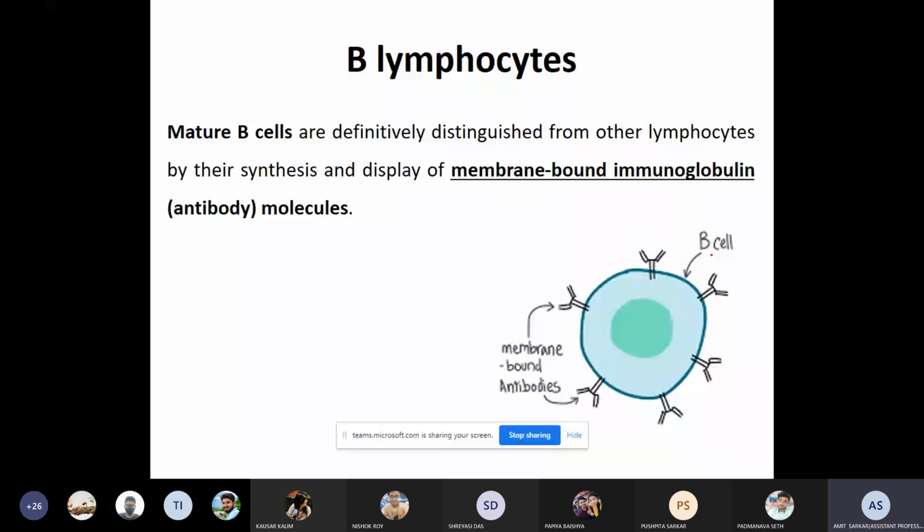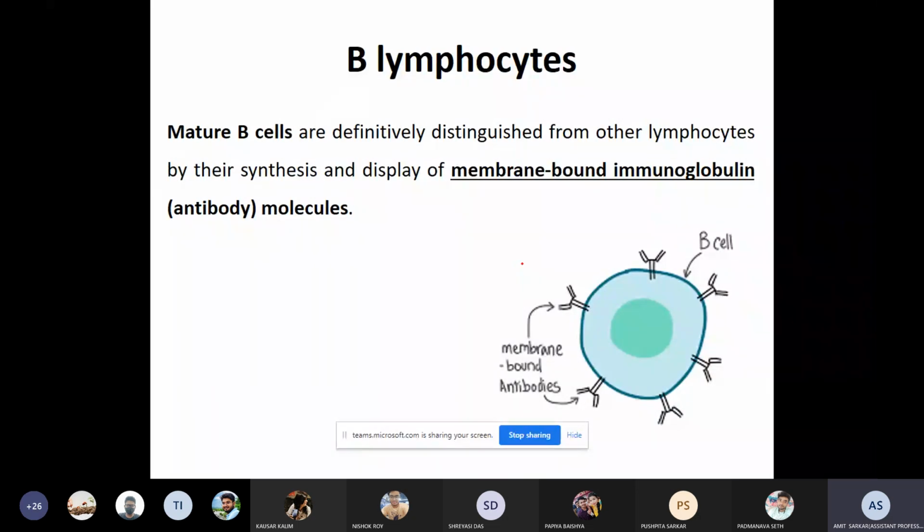So we always draw the antibody in a Y-shaped structure. We will study the structure of antibody later, but that's why it is said. So, membrane-bound antibody. Only one type of cell has the membrane-bound antibody. Do you remember that plasma cells were secreting antibody that was soluble? But here we are talking about membrane-bound antibody. All mature B cells have membrane-bound antibody.